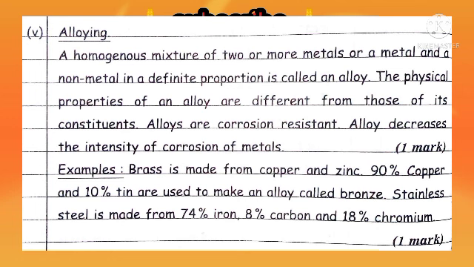Examples: brass is made from copper and zinc. 90% copper and 10% tin are used to make an alloy called bronze. Stainless steel is made from 74% iron, 8% carbon and 18% chromium.